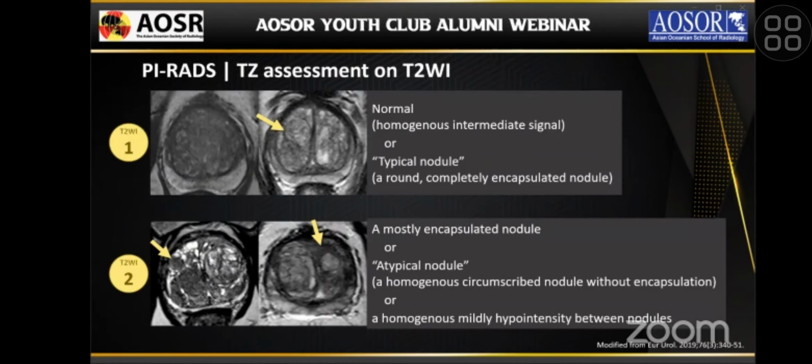Here is an example of T2 weighted imaging score 1 and 2. Normal transition zone or typical nodule is assigned score 1. Typical nodule is defined as a round, completely encapsulated nodule. A mostly encapsulated nodule, atypical nodule, or homogeneous mildly hypointensity between nodules are assigned score 2. An atypical nodule is defined as a homogeneous circumscribed nodule without encapsulation.